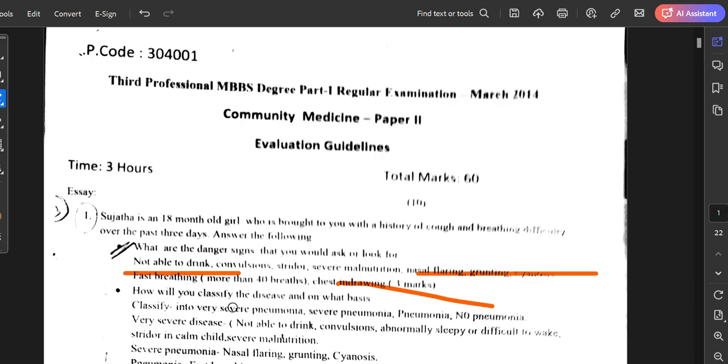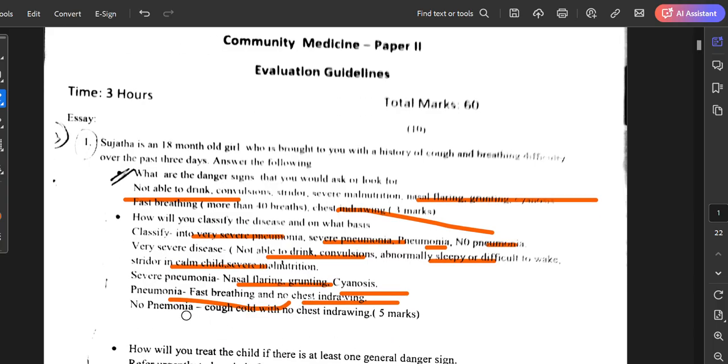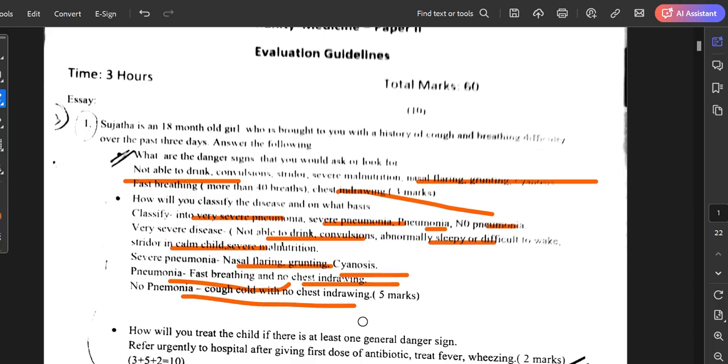How will you classify the disease and on what basis? Classify into very severe pneumonia, severe pneumonia, pneumonia and no pneumonia. Very severe pneumonia: not able to drink, convulsion, abnormally sleepy or difficult to wake, stridor in a calm child, severe malnutrition. Severe pneumonia means nasal flaring, grunting and cyanosis. Pneumonia means only fast breathing and no chest drawing. No pneumonia means cough and cold with no chest drawing.